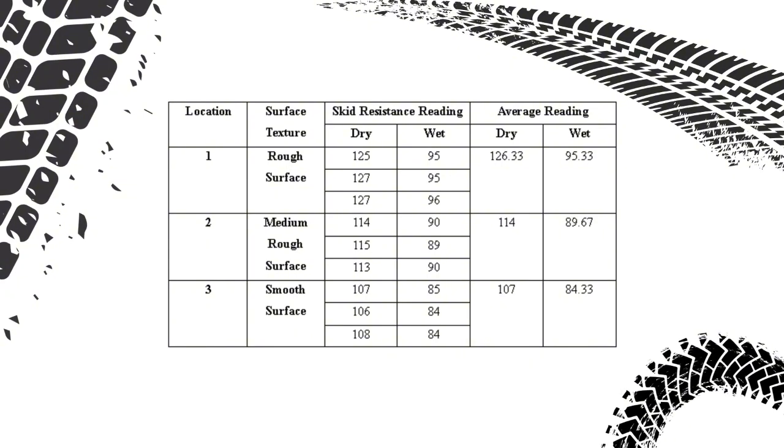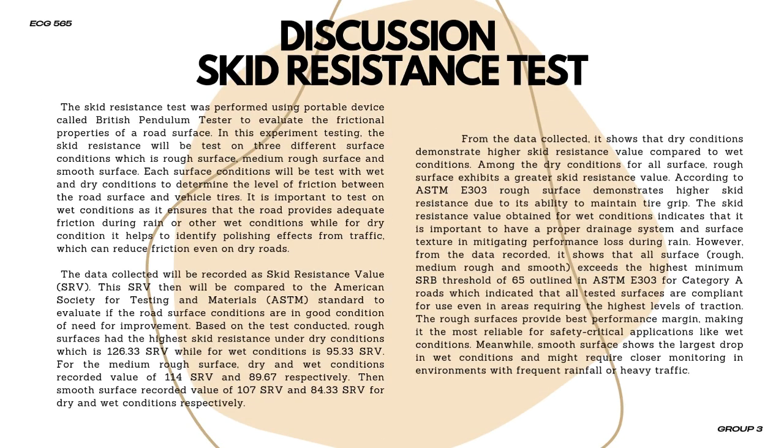So this is the data obtained based on the experiment that had been done. We will obtain the average reading for dry and wet conditions for all surface conditions. For the discussion, the skid resistance test was performed using a portable device called the British pendulum tester to evaluate the frictional properties of a road surface.